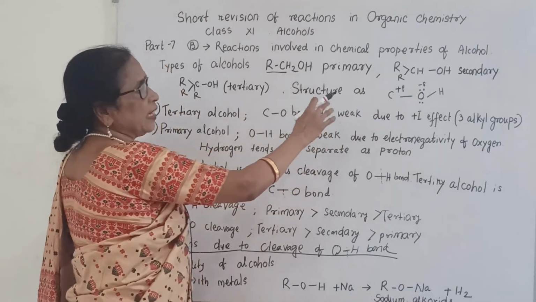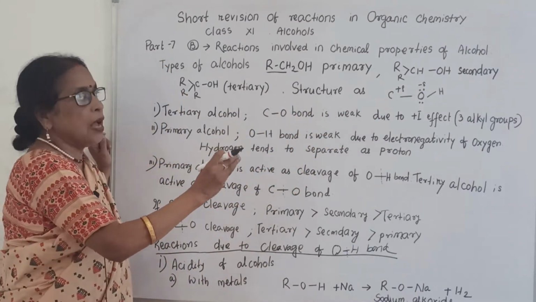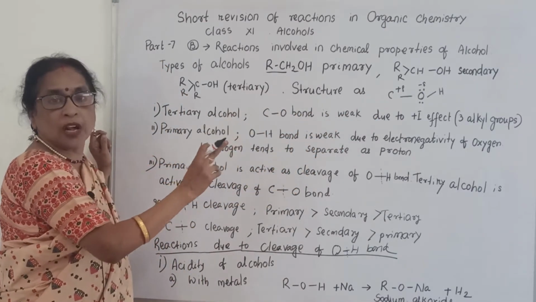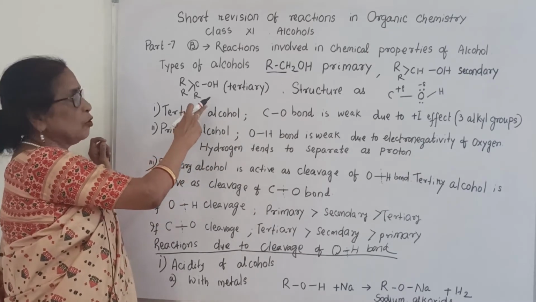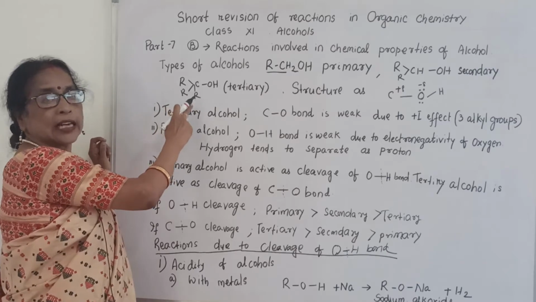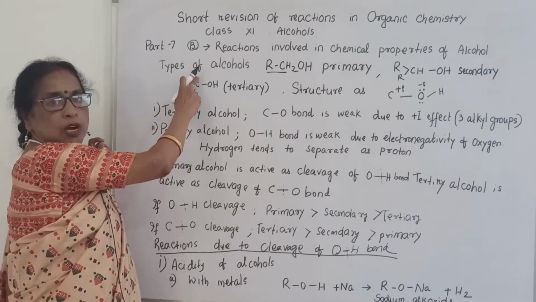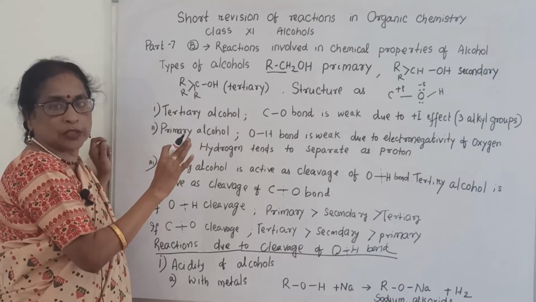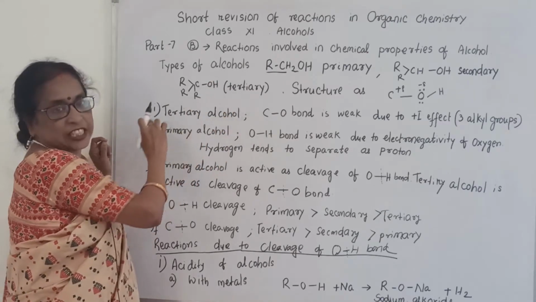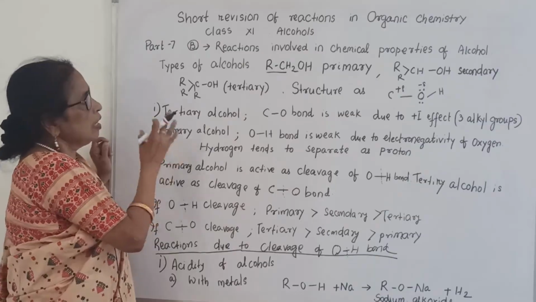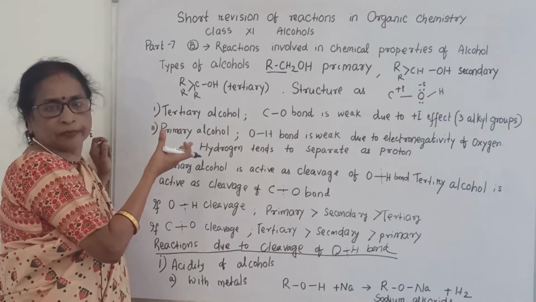Now in secondary, there are two alkyl groups attached to the carbon and one hydrogen atom which is free. Whereas in tertiary, you observe here, three alkyl groups are attached to carbon, there is no free hydrogen and only one OH group, hydroxyl group, is present here. Now then how active are they?